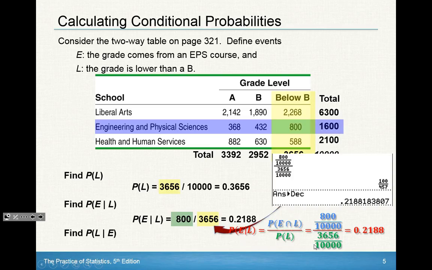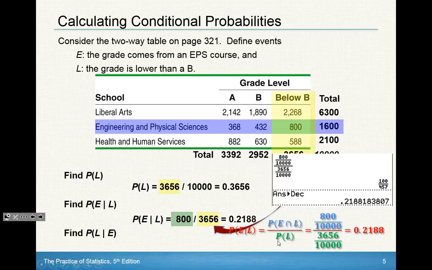I'm breaking it apart for you like this because in the future, you may not have the individual data like you're seeing in the chart here. They may just give you the individual probabilities, and you have to know how to plug them into the formula to get your answer. Okay, so the probability of E and L would be 800 over 10,000. This is where the intersection is. The 800 is everybody who was in EPS and got below a B in the class, and then it's out of the total 10,000.